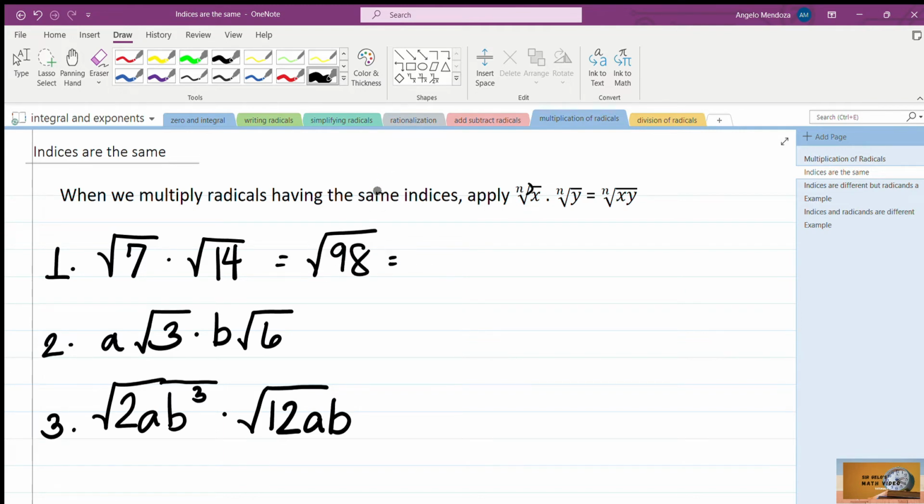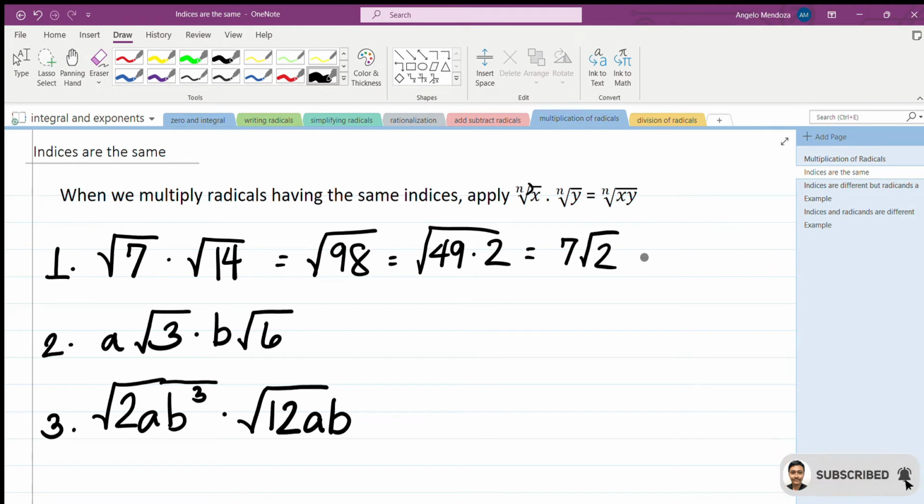Now we think of, if it is possible, factors of 98 that have a perfect square number. So factors of 98, in this case, you have 49 and 2. So 49 is a perfect square. So that would be square root of 49, so that's 7, then square root of 2. So that is the simplified answer for number 1.